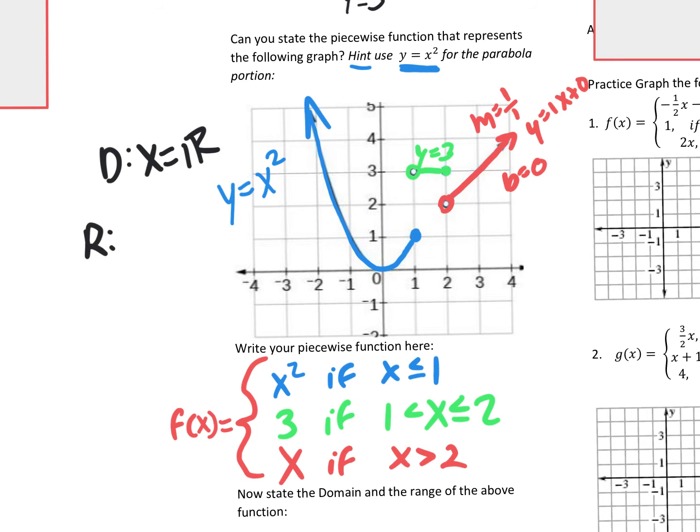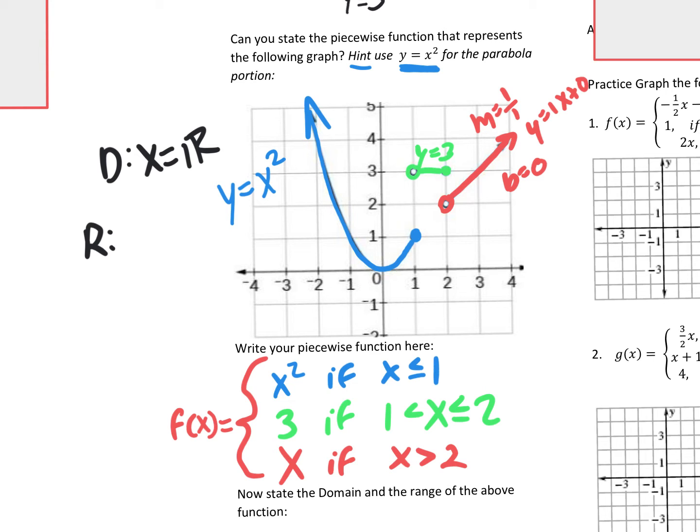Now the range are your y values. It's no longer left and right, it's now up and down. So do you see any arrows that say that it goes up forever? No. There are no arrows that say it goes up forever. And does it say any arrows that go down forever? No. Okay, so you can't say y equals all real numbers for the range because it doesn't go up and down forever. So the question is, where does it start existing and where does it go in terms of y, in terms of up and down?